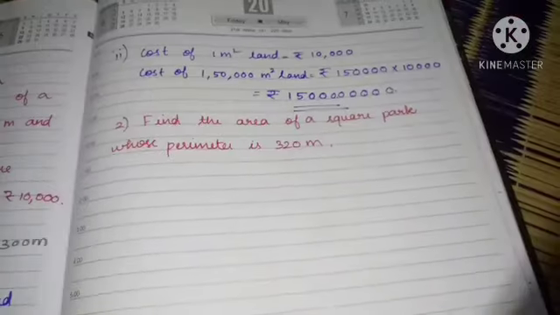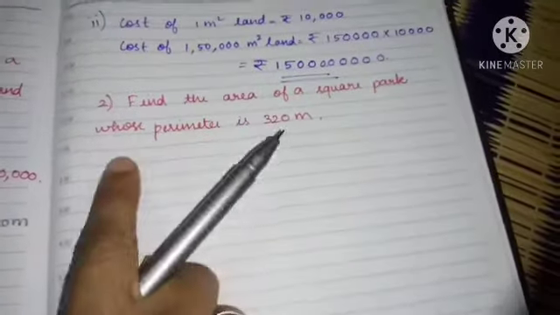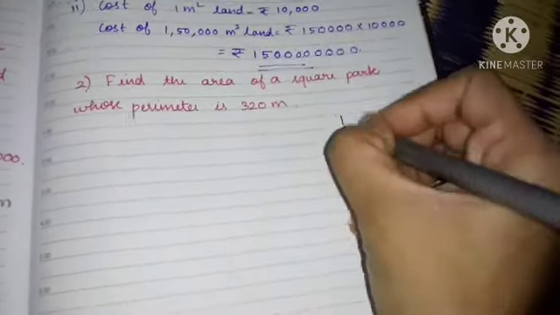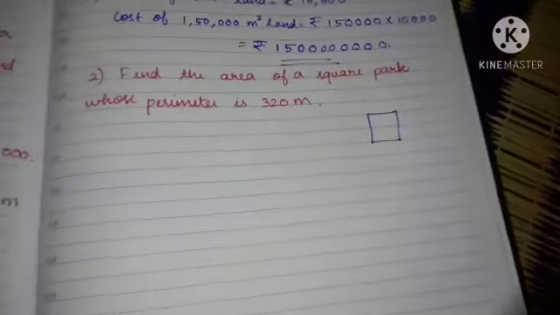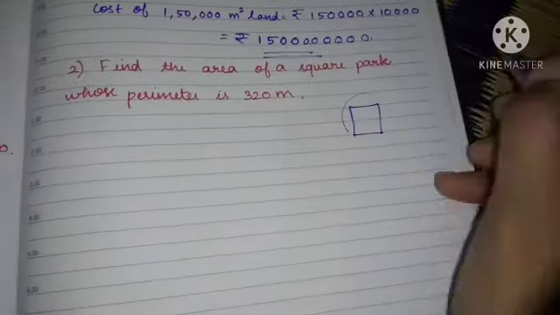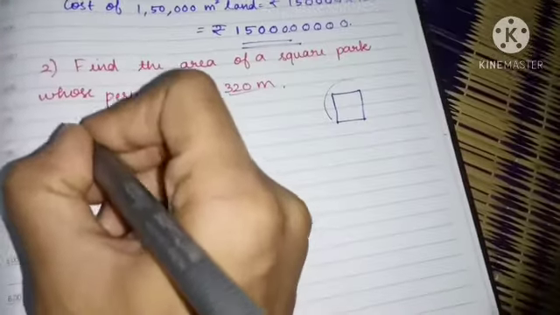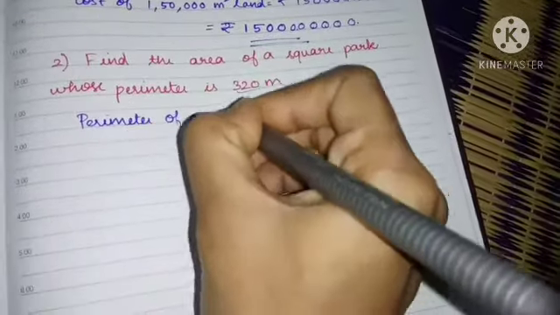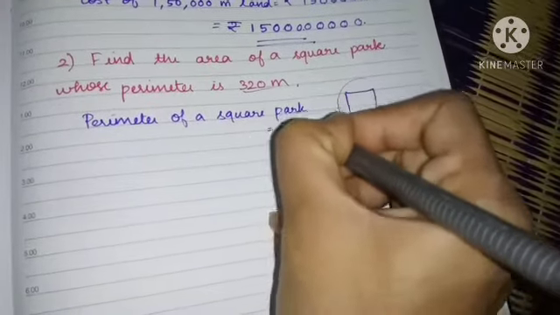Okay. Next is your second problem. What is the question? Find the area of the square park whose perimeter is 320 meter. See, the park is in what shape, children? It is in square shape, where its perimeter is given, which means the length of the boundary is given as 320 meter. Okay, the perimeter of a square park is 320 meter.